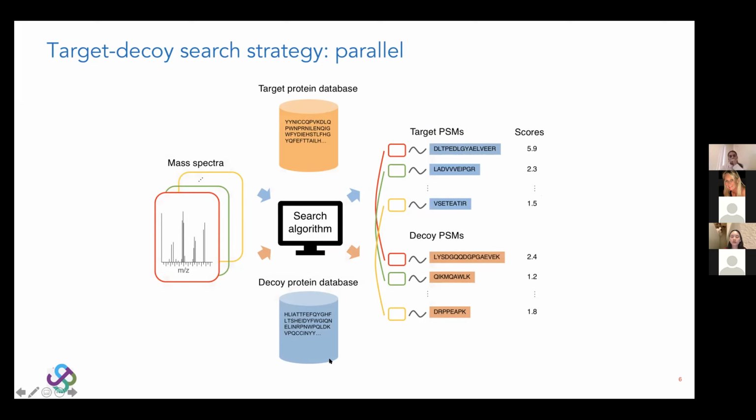A decoy protein database basically contains artificially generated false protein sequences. So this search will provide a negative control that allows us to control the FDR. Okay.